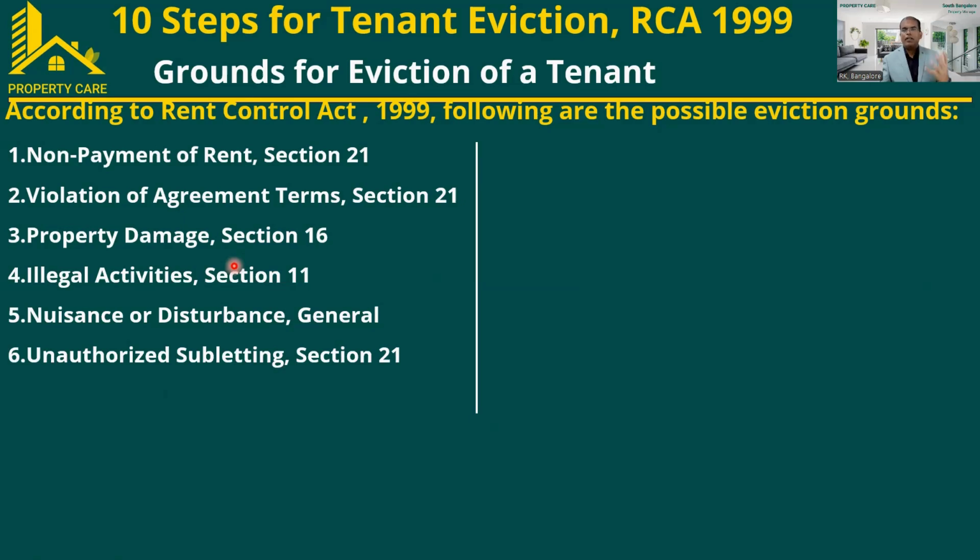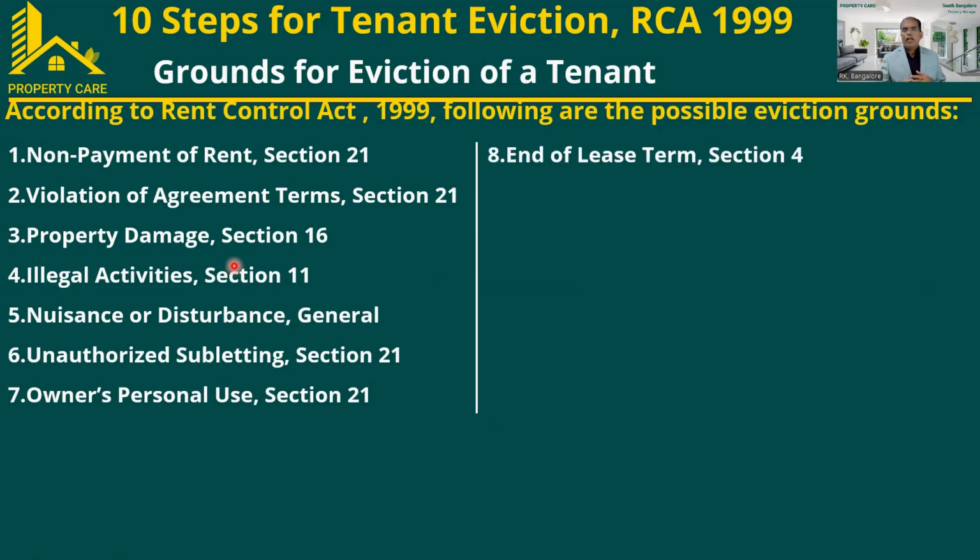Unauthorized subletting. We give the property to one person and he lets it out to somebody else. Owner's personal use. He can claim, I am coming to stay in the flat, please move out. End of lease term. If the owner is not ready to renew the terms, he can ask the tenant to move out. Breach of maintenance obligations.